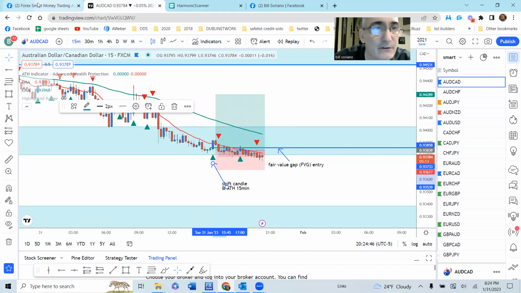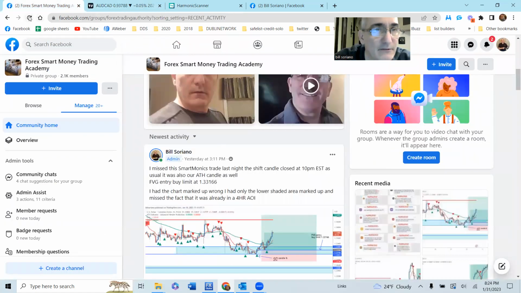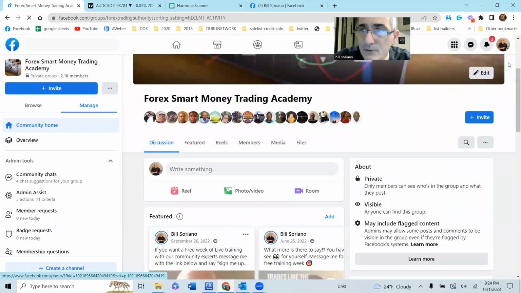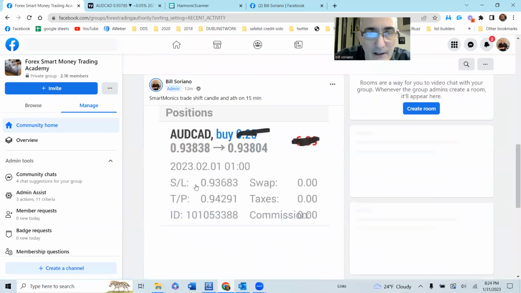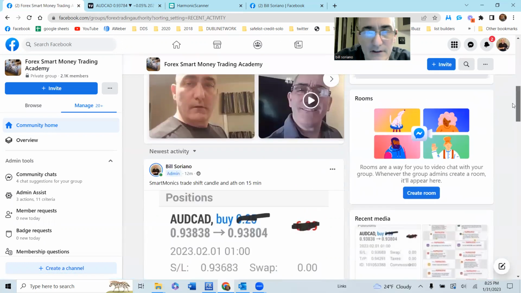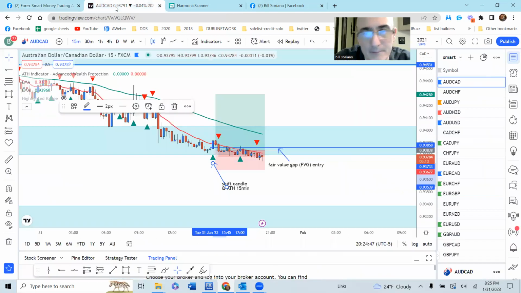I posted it here in the group for you. Let's refresh this page here. I posted it in the group so we'd have it documented, right? Here's where we got in, 93838, and the stop loss and take profit right here. Okay. So this is a trade that we're in. It's an open position right now. I'm not real happy about it, but that's the way it is.